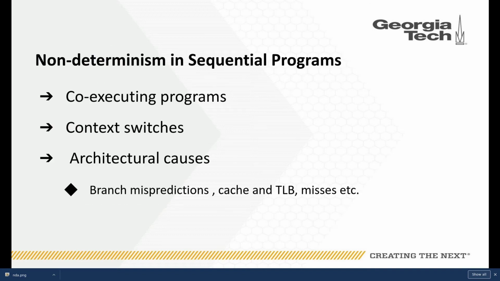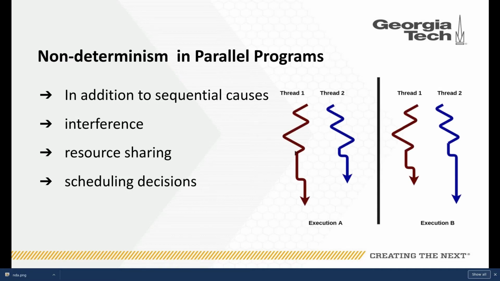In sequential programs, non-determinism is induced by the co-executing programs, OS context switches, architectural factors such as branch mispredictions, cache misses, TLB misses, etc. In addition to these factors, parallel programs are also affected by interference, resource sharing, and scheduling decisions among the threads. For example, as shown in this figure, two threads of a program can execute a code in different orders during different runs because of non-determinism.